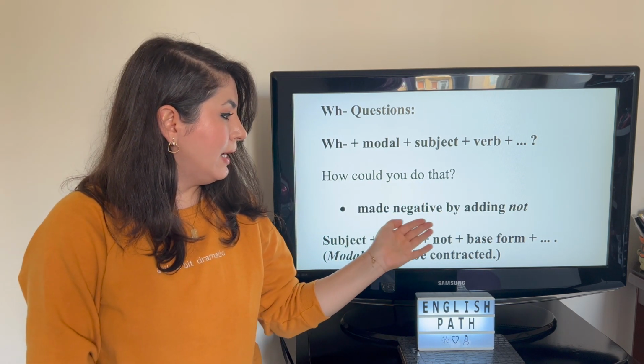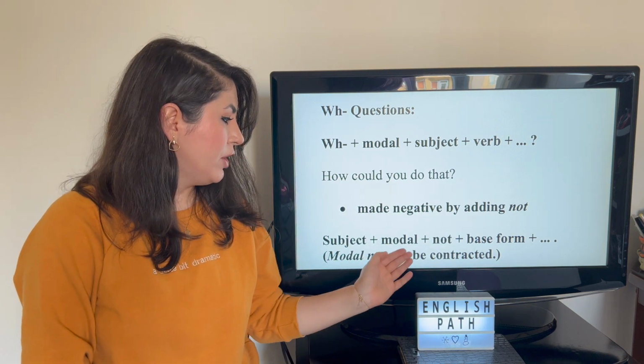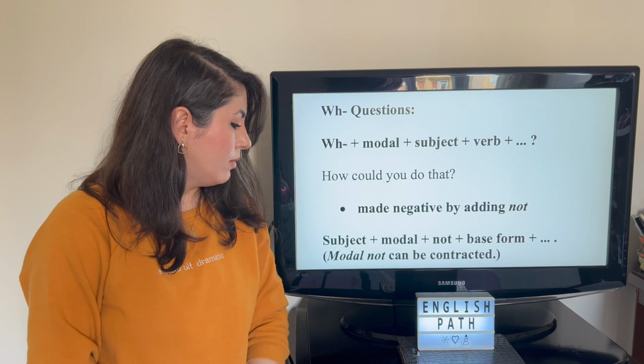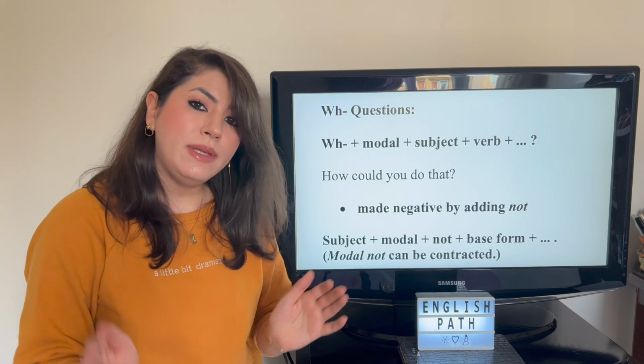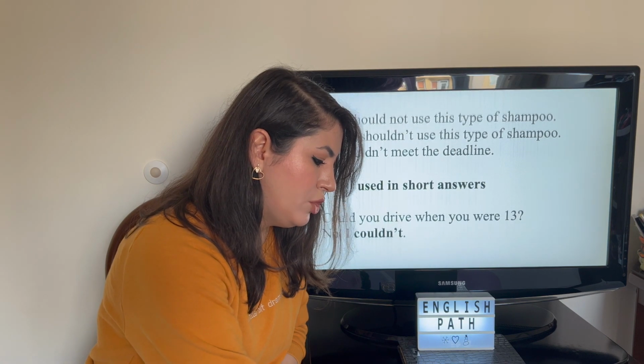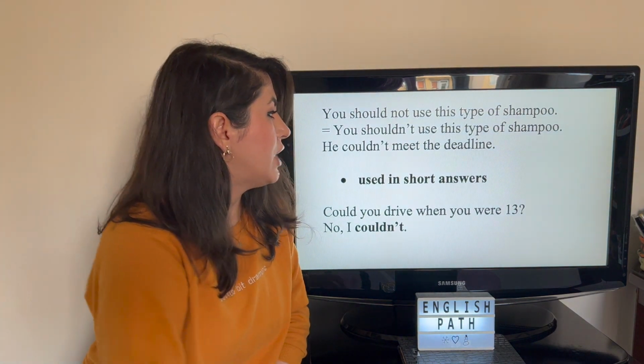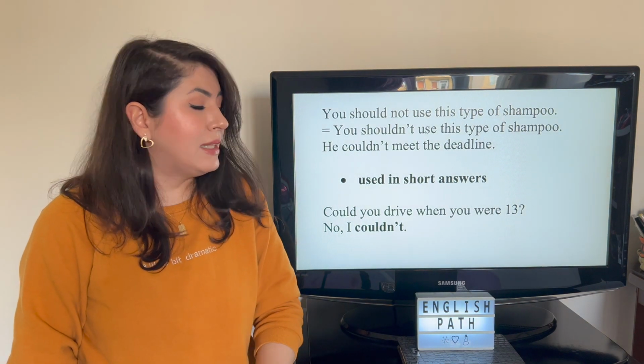They are made negative by adding not, just like main auxiliaries. Subject, modal, not, base form. Modal not can be contracted, like, you should not use this type of shampoo, or you shouldn't use this type of shampoo. He couldn't meet the deadline.